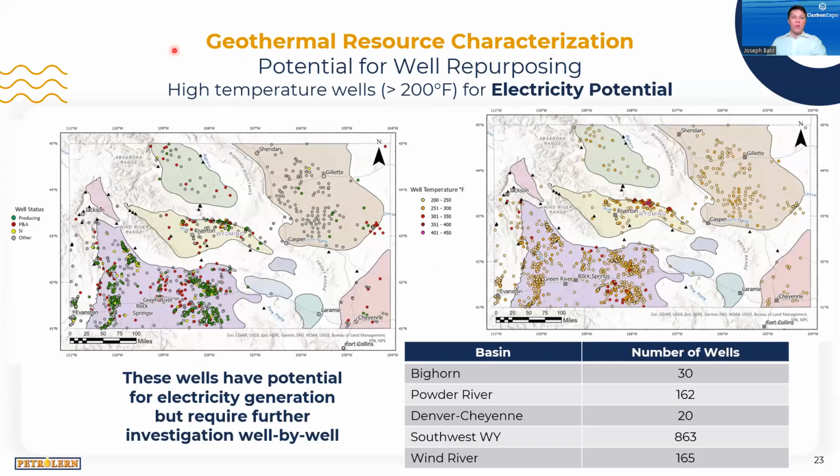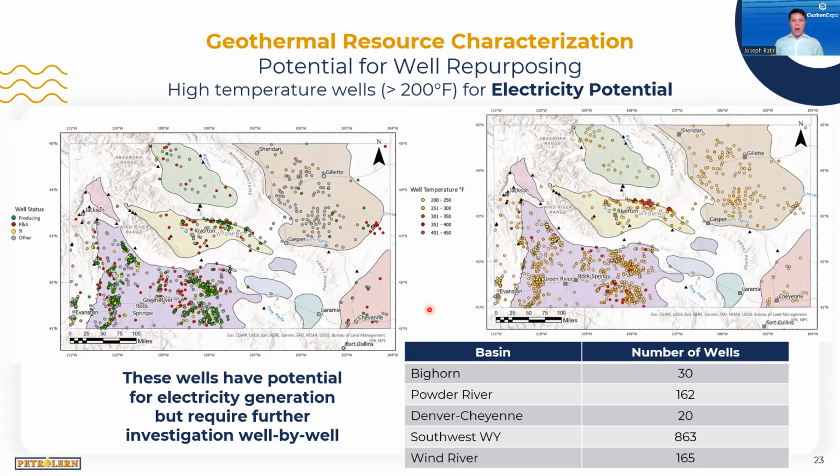Now, switching over to the electricity potential, looking at high temperature wells greater than 200 Fahrenheit for electricity. Here we've got 2 different maps. We've got a temperature map on the right, the wells color coded by their bottom hole temperature, and then a map on the left, wells color coded by their well status, meaning are they still open?